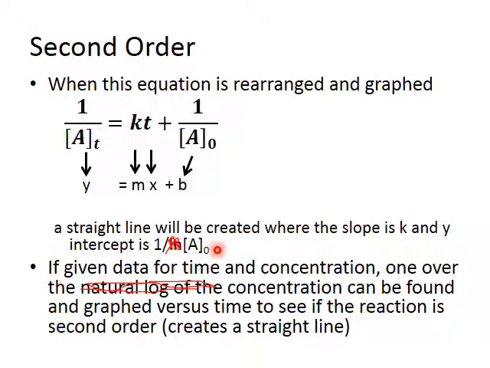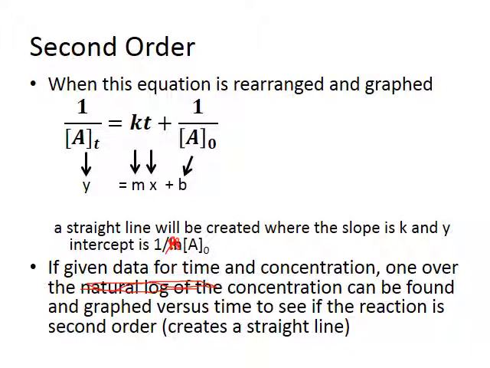So if this data is graphed, and a straight line is gotten, then we know that it is a second order reaction. Now there's a slight typo in here. This natural log should not be there. I'm sorry, so ignore that. A straight line will be created where the slope is k, because we have this positive k now, and the y-intercept is 1 over the concentration of A.